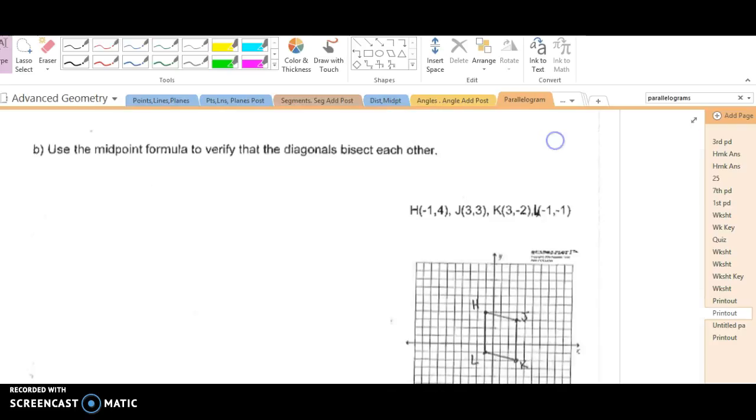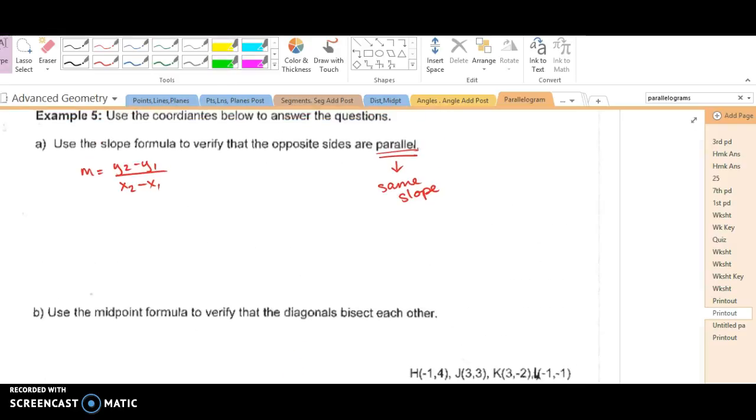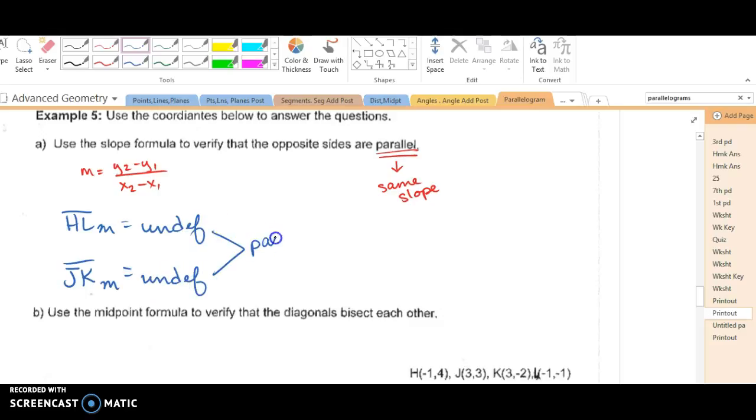Alright, so I've already graphed the points for you, luckily. Right off the bat, I noticed that two sides are perfectly vertical, HL and JK. So we could right off the bat say HL and JK, their slopes are undefined. So these are obviously parallel because same slope.